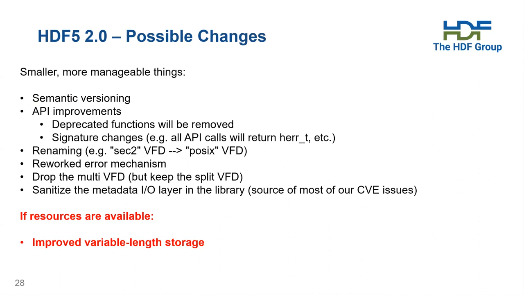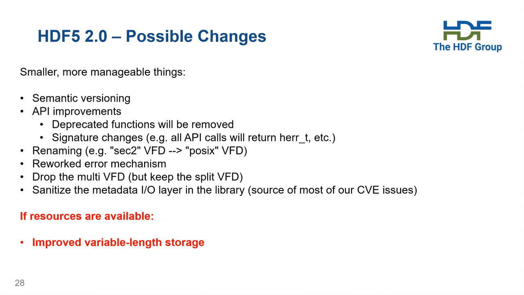One of the key things that people ask for is semantic versioning. And I feel like that is really important. We really need to get that in there. But there's also a lot of API improvements. We should really remove deprecated functions. We should probably change our function signatures to return herr_t all the time, so we don't throw away half of a type's space so that we can return -1 as the bad value.